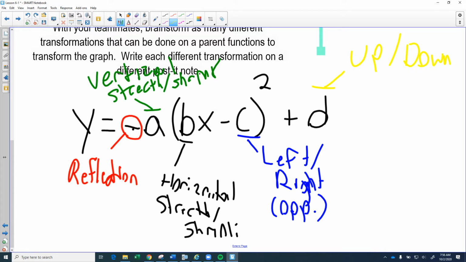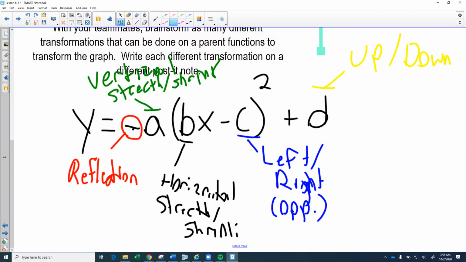So the key thing to understand is that each and every one of these had their own specific value to them. Each and every one of them did something specific to the graph. And I'm hoping a lot of this is review from last year because you did so much of it in Algebra 2 that if I gave you an equation, you could tell me, oh, this transformation is easy.